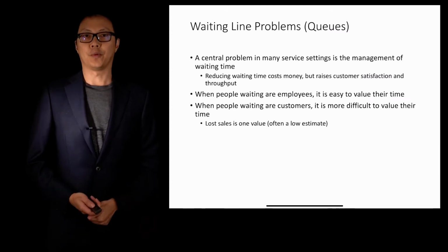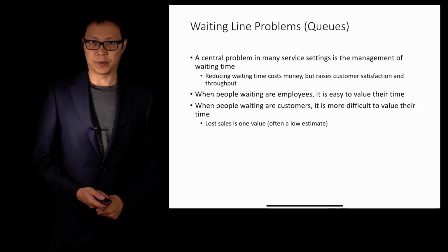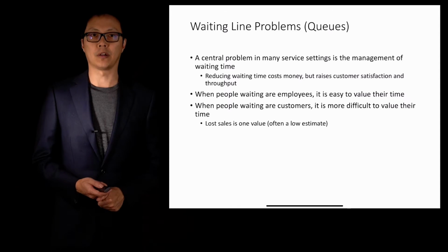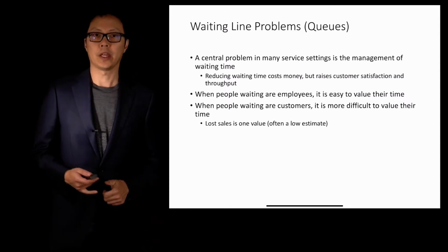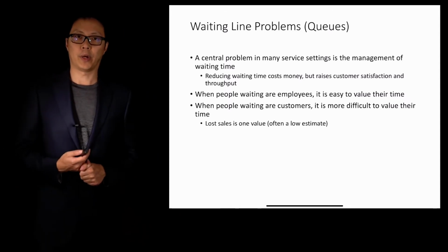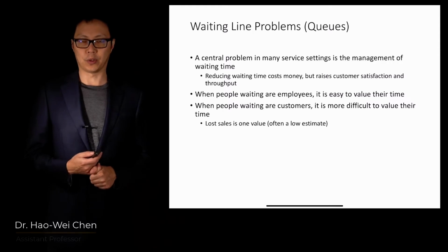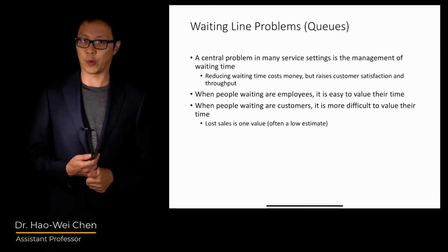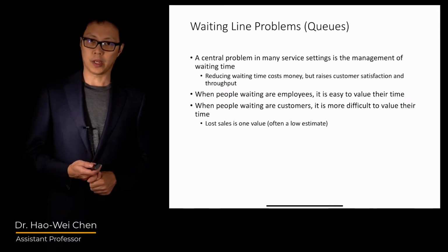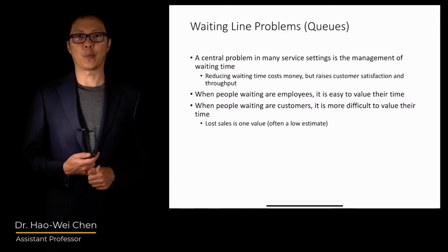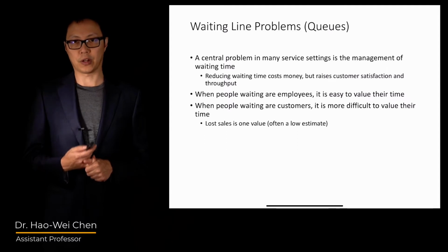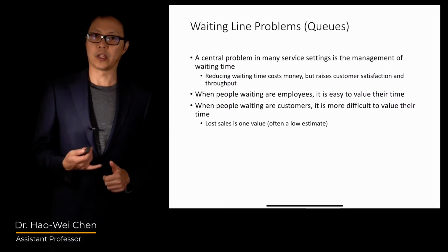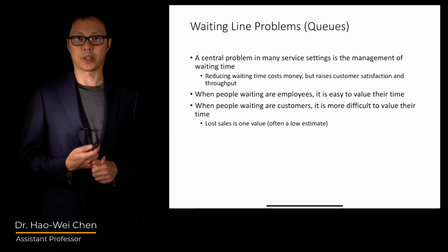In this video, we will discuss waiting line problems. Waiting line problems are also called queuing problems. In the service industries, waiting line management is a critical issue because a large portion of customer satisfaction comes from their waiting experience. It is worth noting that waiting line problems do not exist externally to the customer only. Internally, it is also an important task.